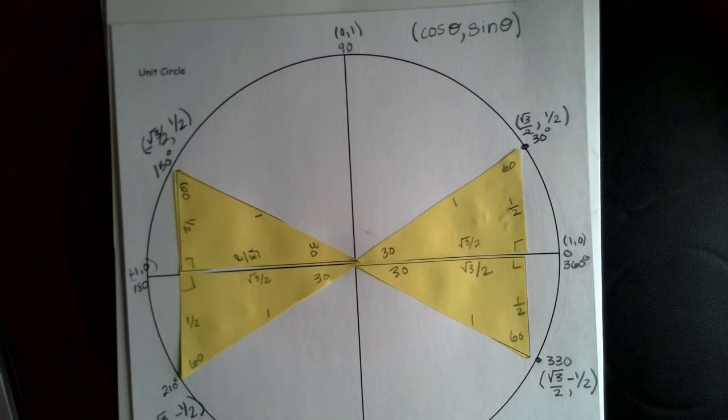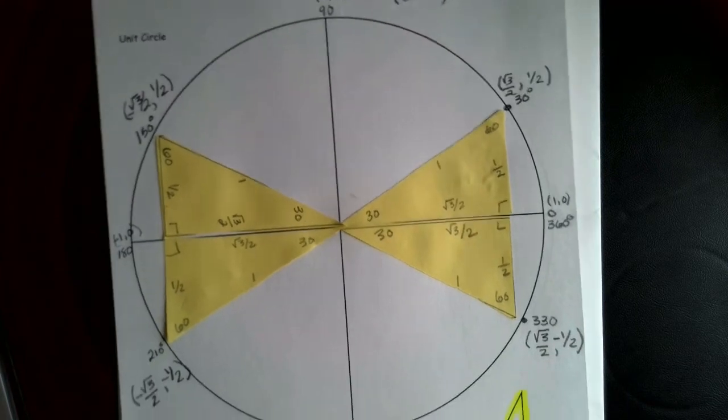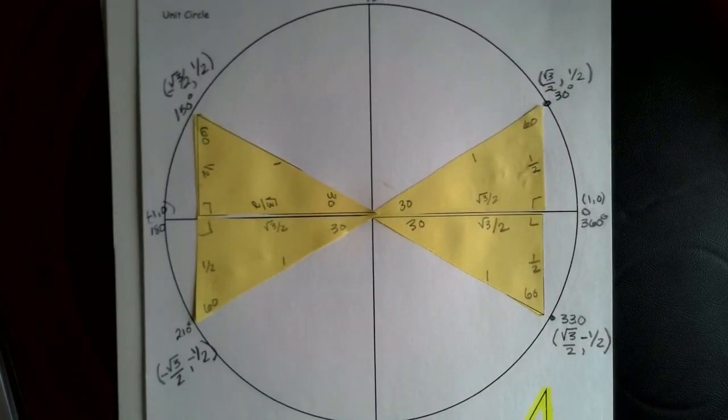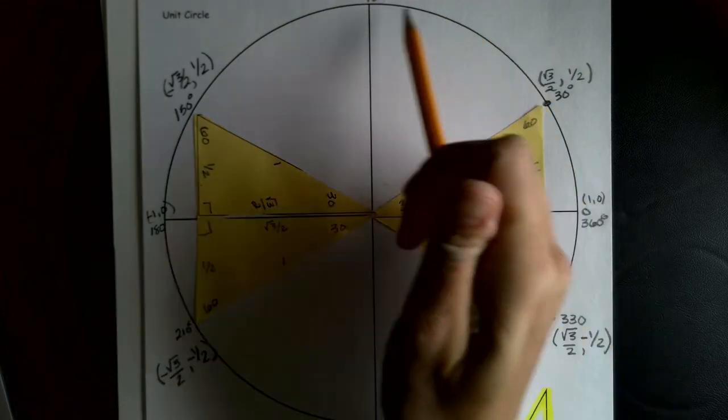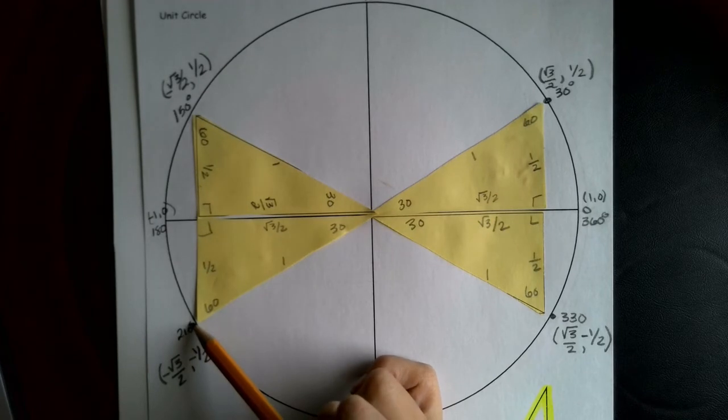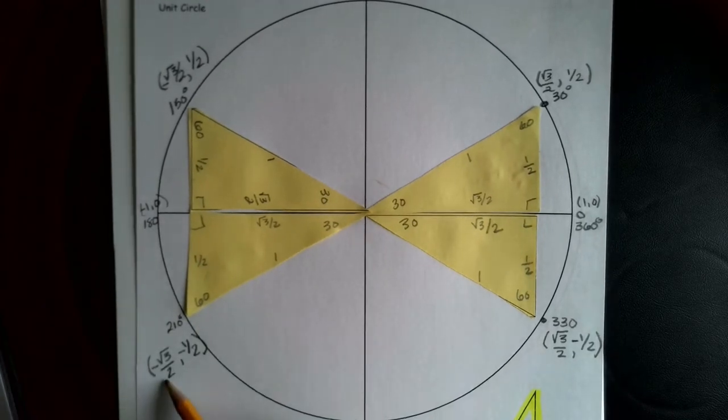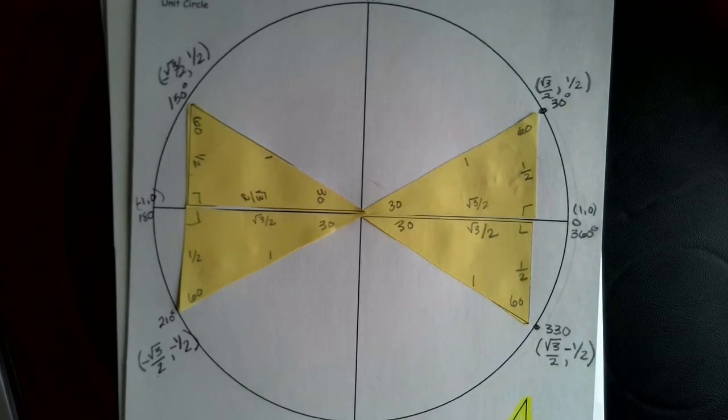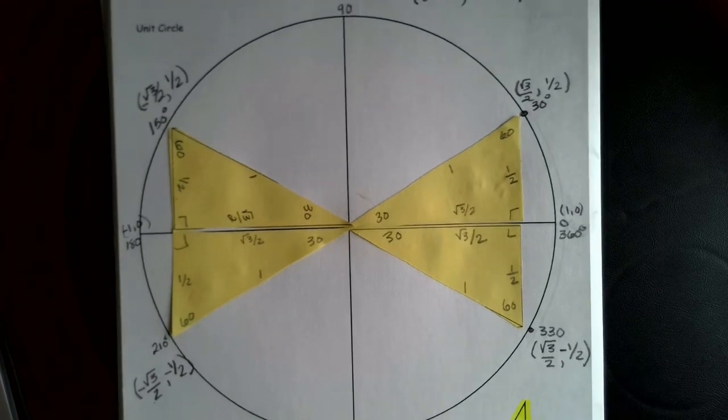So again, from before, I can ask you, what is cosine of 210 degrees? We would go to 210 degrees. Cosine is the first part of the coordinate, so you would tell me it is negative square root of 3 over 2. We're doing this without a calculator. Pause the video right now and see if you can get your pink triangles.